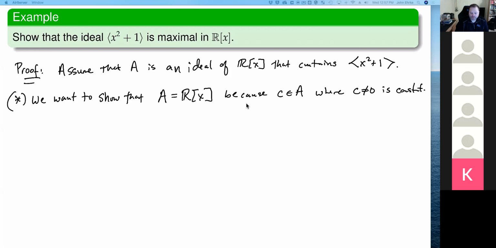Ideals absorb, right? So if C is an element of A, then C times 1 over C must also be an element of A. And the reason for that is since R of X is a field, since the reals form a field, as soon as I get a constant polynomial in A, then I get its inverse polynomial in A, which is 1 over C. But because it's an ideal, it absorbs, right? So whatever this product is has to get absorbed into A, and that product is 1.